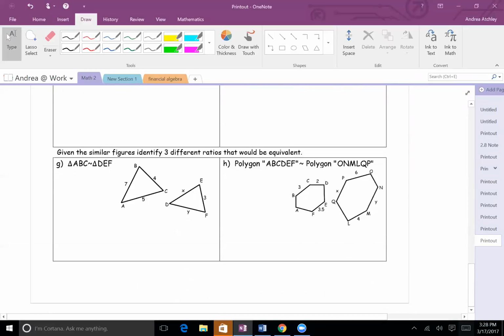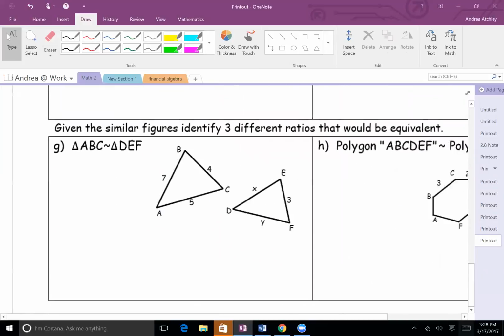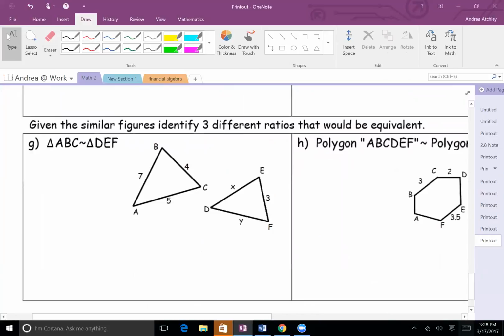Okay, the next one is just checking to see how we do with this. Given the similar figures, identify 3 different ratios that would be equivalent. Okay. So we're going to start with these 2 triangles. This is the similarity statement: triangle ABC is similar to triangle DEF.